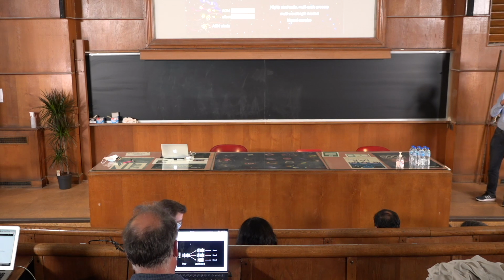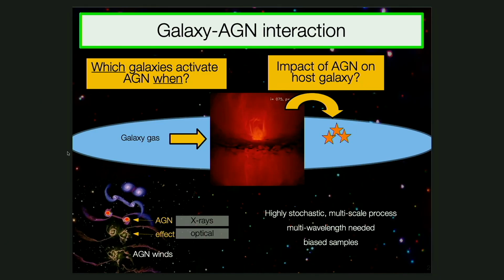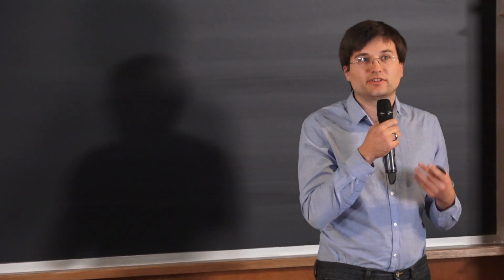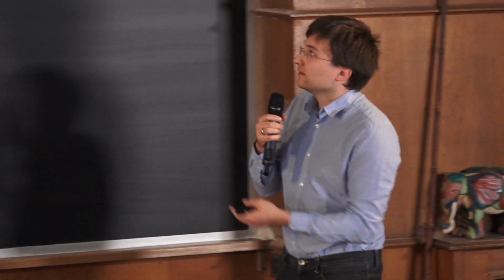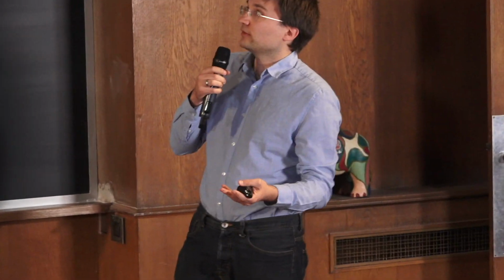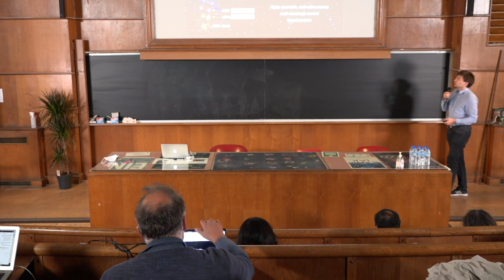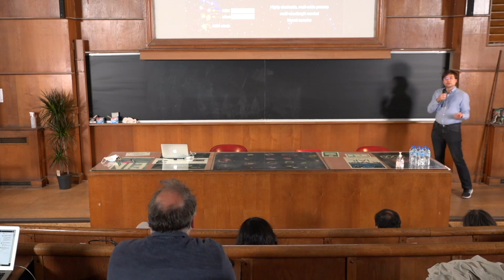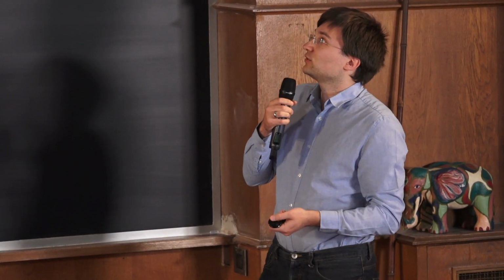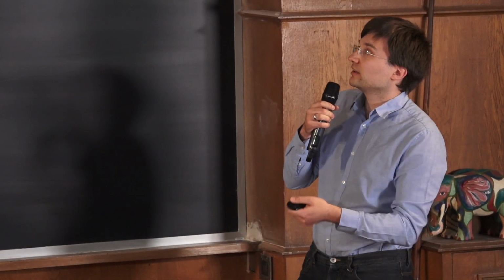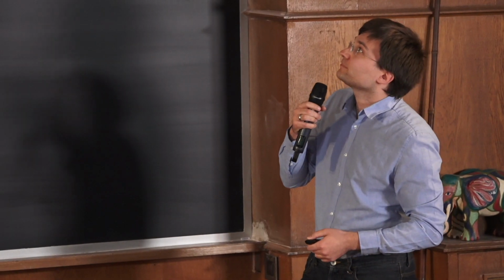This process is very complicated. It's multi-scale. It also has a time delay aspect to it that you see in the bottom plot there. The AGN gets triggered, but the effect you see in a different wavelength at a different time. And it's a highly stochastic process as well, so we cannot probe it directly. So our approach is to use multi-wavelength surveys to statistically probe this with biased samples, but to get the underlying population, taking into account our selection biases.